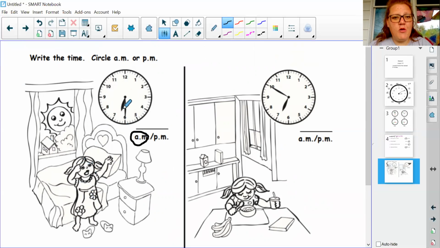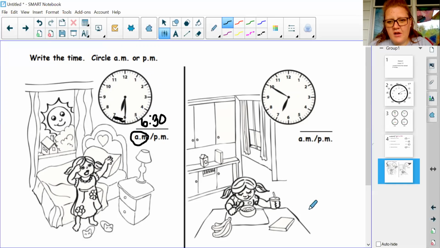Let's look, our hour hand is a little bit past the 6, but it's not on the 7 yet. So this means we're still in that 6th hour. And then look at her long hand pointing down here, at the 6 too. So 5, 10, 15, 20, 25, 30. So she gets up at 6:30 in the morning.